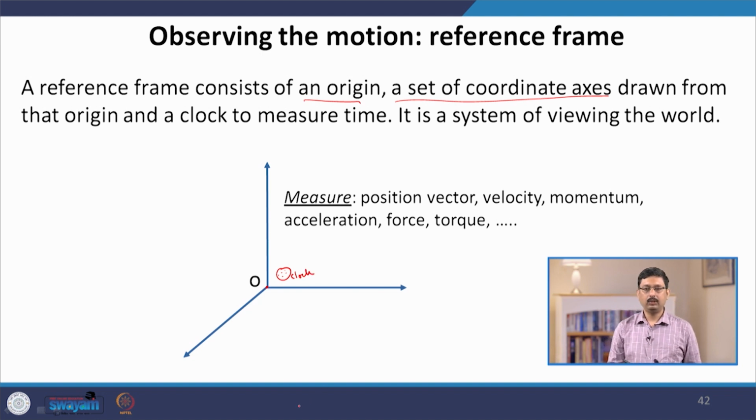Now that you have this setup, you can observe the world and the motion of this test body. You can measure the position vector, velocity, momentum, acceleration, force, torque, everything. This is called a reference system, a reference frame. This concept is sometimes not used explicitly, but whenever we analyze any mechanics problem, we are either explicitly or implicitly always working from a particular reference frame.